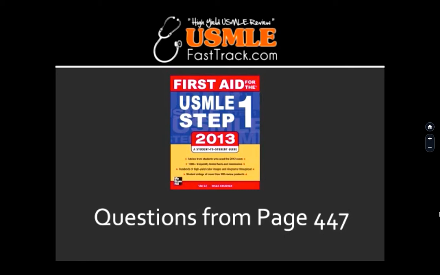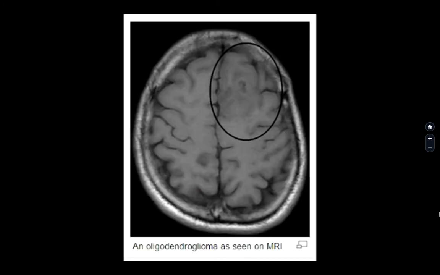The section we're going to talk about today is from First Aid for the USMLE Step 1, 2013 edition, page 447. What is oligodendroglioma? Oligodendroglioma is a relatively rare, slow-growing tumor that most often occurs in the frontal lobe. What is the term used to describe the capillary patterns in oligodendroglioma? The term used to describe the capillary pattern is the chicken wire capillary pattern.